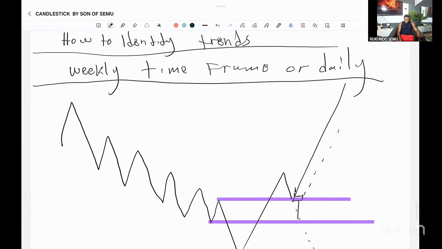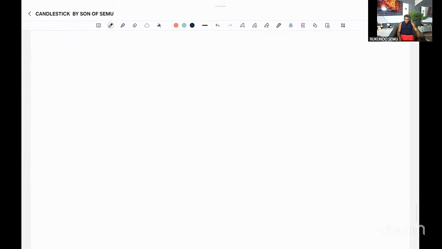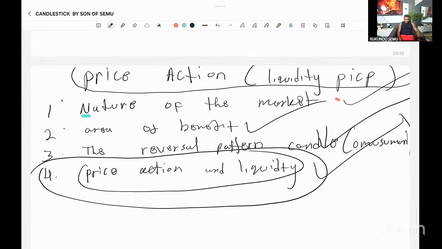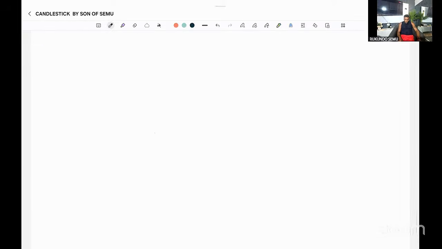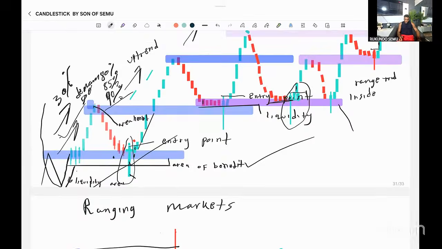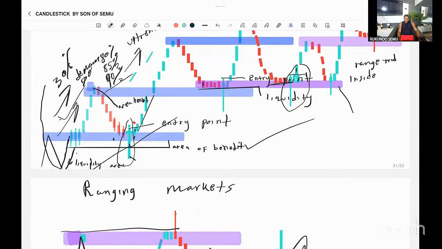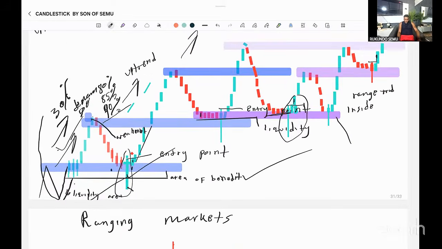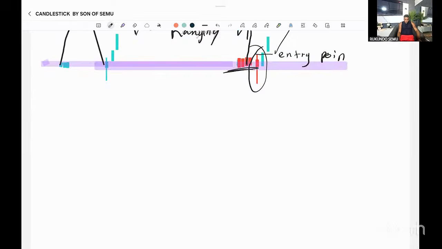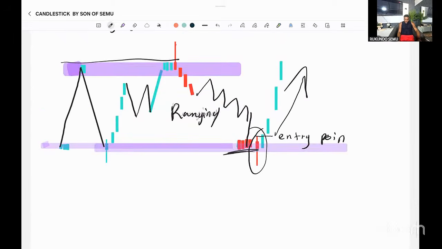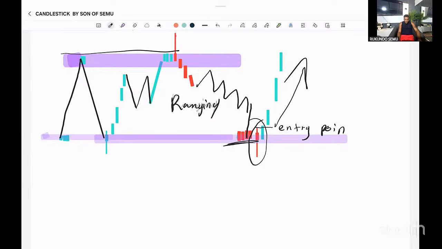Then we talked about price action, and I illustrated everything very well. See how you can get those trades? We want the Musumali to pick up liquidity on the area of benefit, and we follow the trend. If the trend is going up, we look for buys.